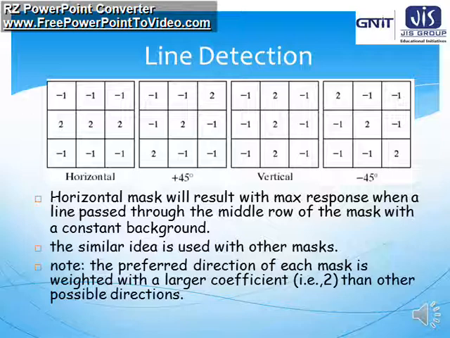Here for the positive and negative slope lines, we should use the plus 45 and minus 45 degree masks. Here we have to note that the preferred direction of each mask is weighted with a larger coefficient than other possible directions. So using all these four masks, horizontal, vertical and two diagonal, one plus 45 and one minus 45, we can detect the line. So this is all about the line detection technique.